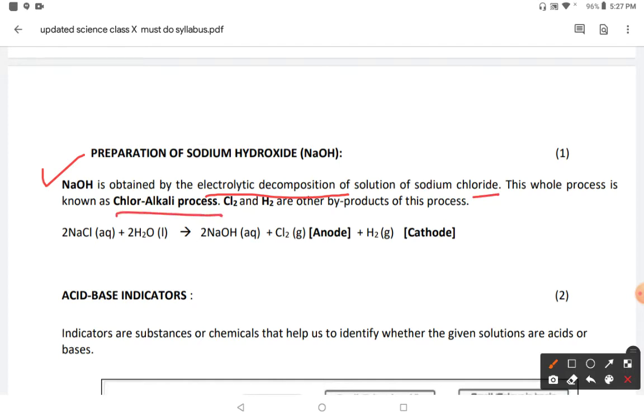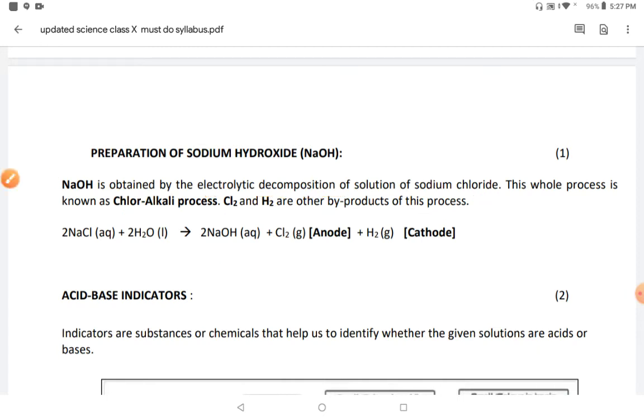Why is it called the chloralkali process? Because the products are chlorine, Cl2, alkali, NaOH, and hydrogen gas is also produced. When the aqueous solution of NaCl decomposes, it gives alkali, sodium hydroxide, which is soluble in water, chlorine and hydrogen. Chlorine is gathered at the anode and hydrogen at the cathode in the electrolytic decomposition of the solution.